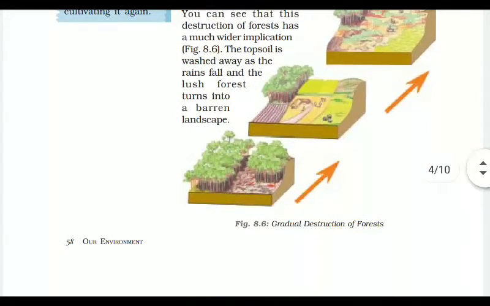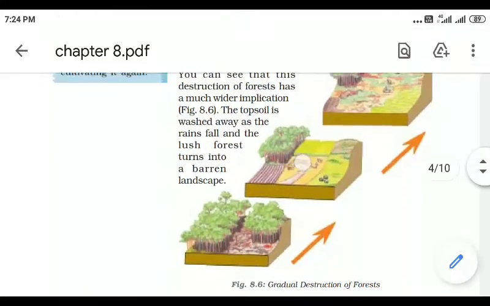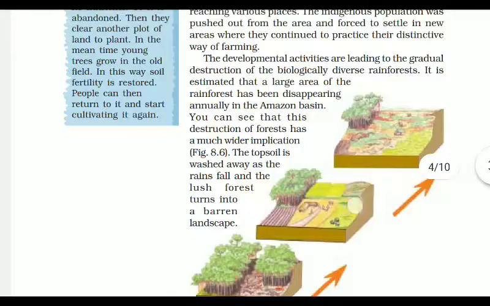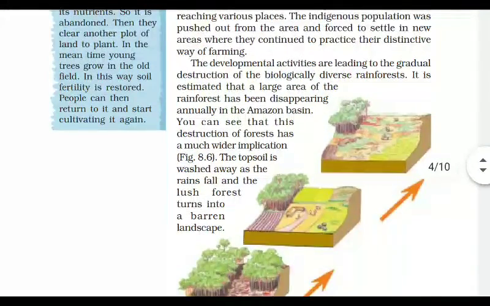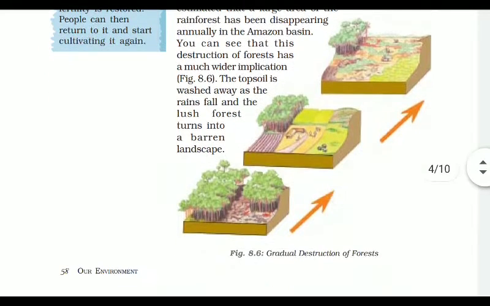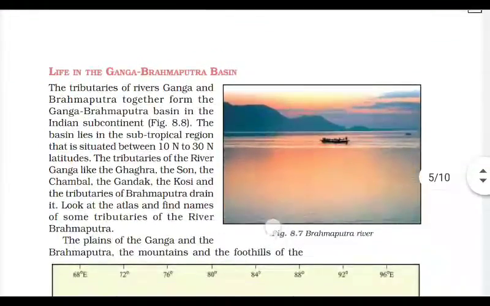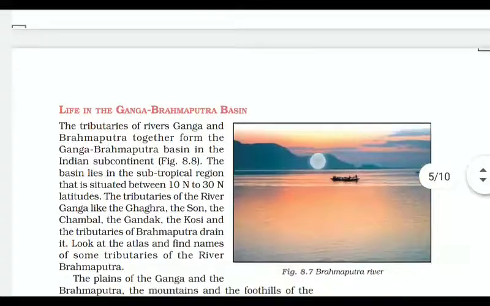Look at this picture, right? Very much green, and then after some part remains green, only a few trees are there. The rest of the part is barren. The topsoil is washed away as the rain falls and the lush forest turns into a barren landscape. That's what happened to the Amazon basin.